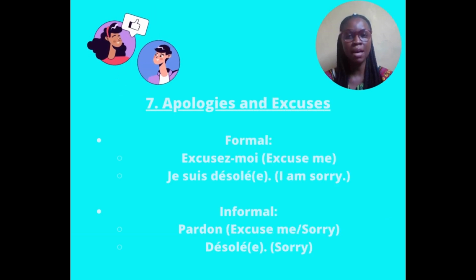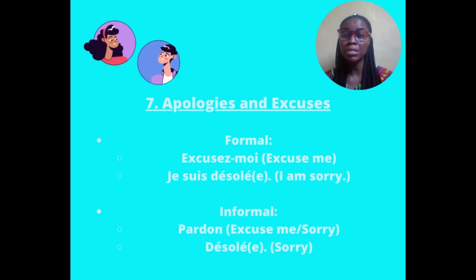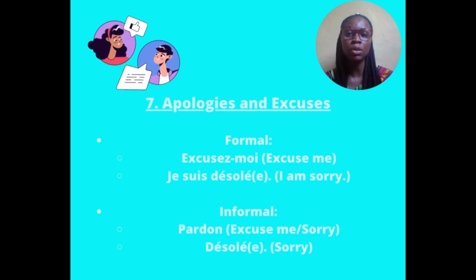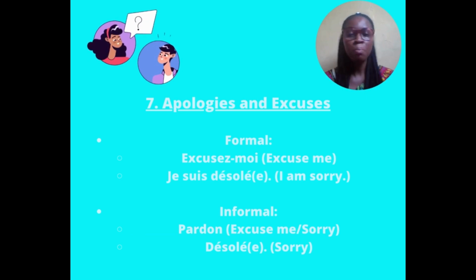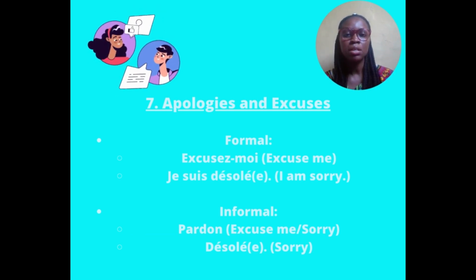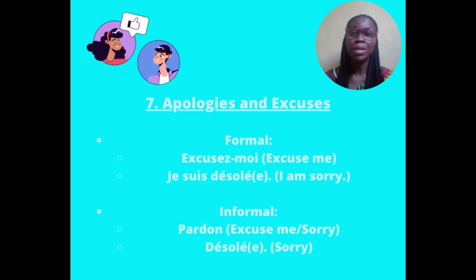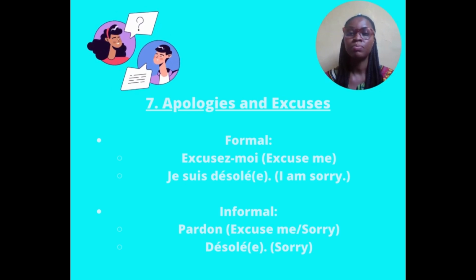Guide number 7. Apologies and excuses. In formal settings, excusez-moi is used to say excuse me, or je suis désolé is used to say I am sorry. Whereas in informal settings, the shorter versions are pardon. You hear a lot of pardon, pardon, pardon, excuse me, or even sorry. Whereas in formal settings, you hear excusez-moi, and then désolé instead of the full je suis désolé. A shorter version of excusez-moi can also be excuse-moi. That's a bonus for you.